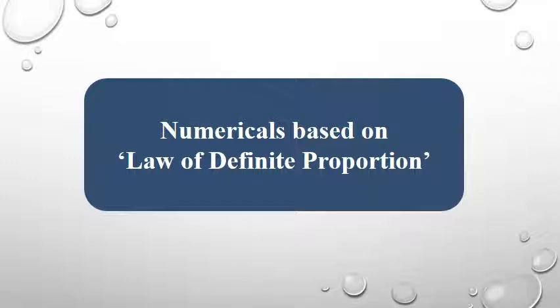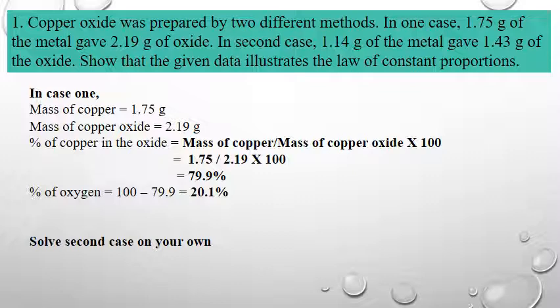Next, numericals based on the law of definite proportion. First, copper oxide was prepared by two different methods. Here we have two cases. In the first case, we have 1.75 gram of metal, meaning copper because copper is a metal, and we have its oxide, meaning copper oxide, that is 2.19. In the second case, we have 1.14 gram of metal and 1.43 gram of its oxide. So we have to show that this illustrates the law of constant proportion.